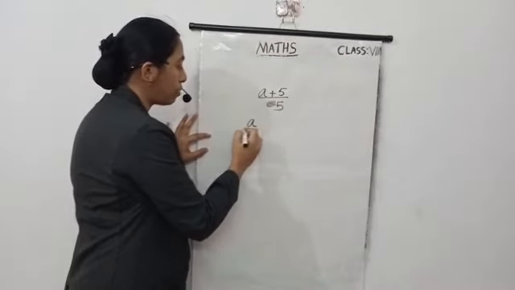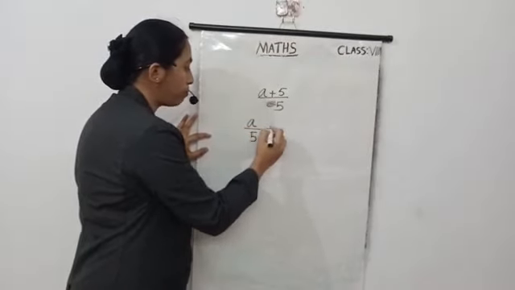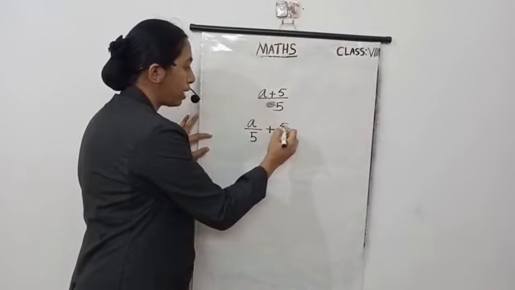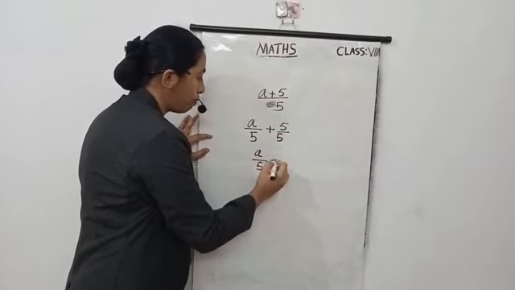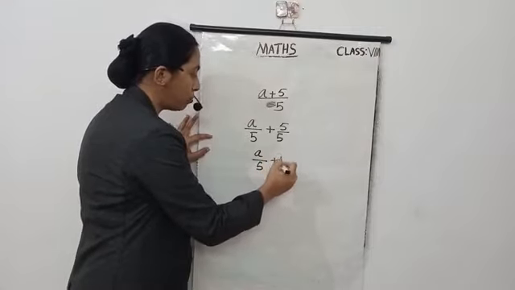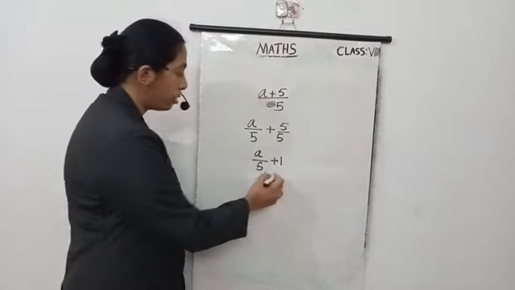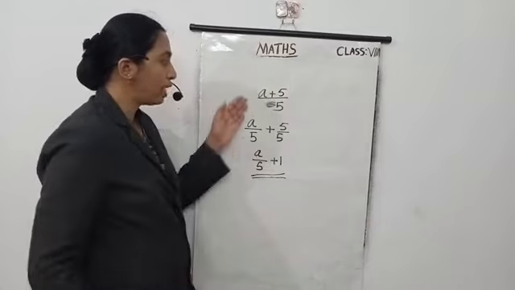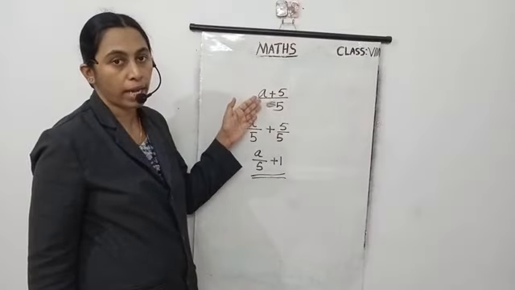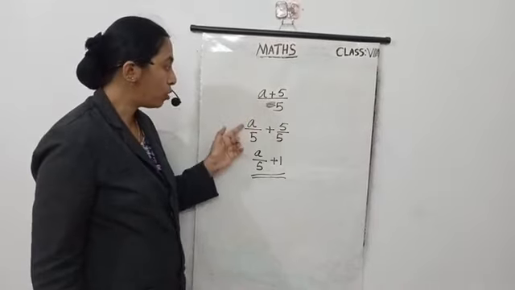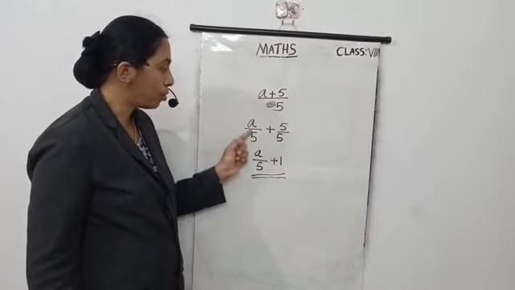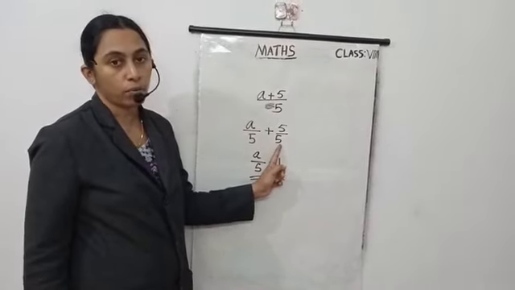A is one term, so a by 5, plus the second term 5 by 5. So this is a by 5 plus 5 by 5, which is 1. So a by 5 plus 1. So when we divide a polynomial by a monomial, we need to divide each term of the numerator by the denominator.